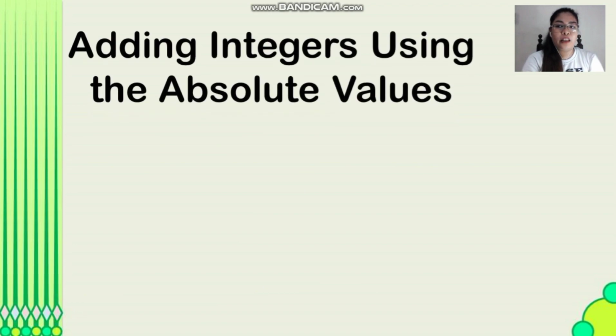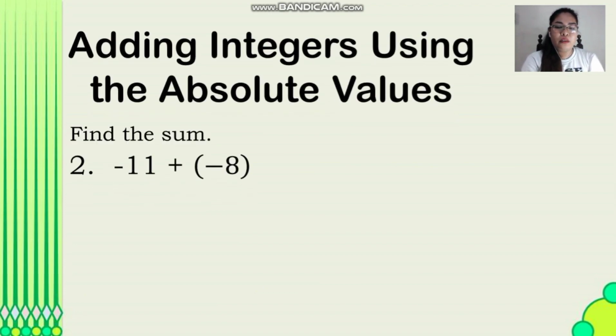Okay, next po. Pangalawang example. So sa pangalawa nating example, ang addends natin ay parehong negative. So take note, according to the rule, to add integers with like signs, add their absolute values and copy the common sign. So let's get the absolute values of the addends. Right, so negative 11 plus negative 8 is equal to the absolute value of negative 11 plus the absolute value of negative 8.